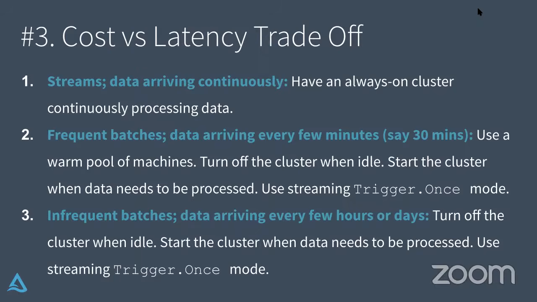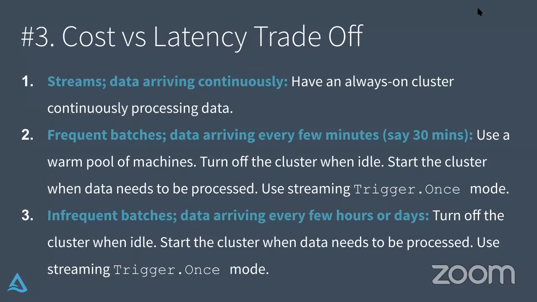There's examples. For example, you run frequent batches. Data is arriving every few minutes, or even say 30 minutes, whatever. Use a warm pool of machines. So then turn off the cluster when it's idle. Start the cluster when the data needs to be processed, and then you, for example, use the streaming trigger.once mode, so the cluster will just kick off, and you're good to go, right?